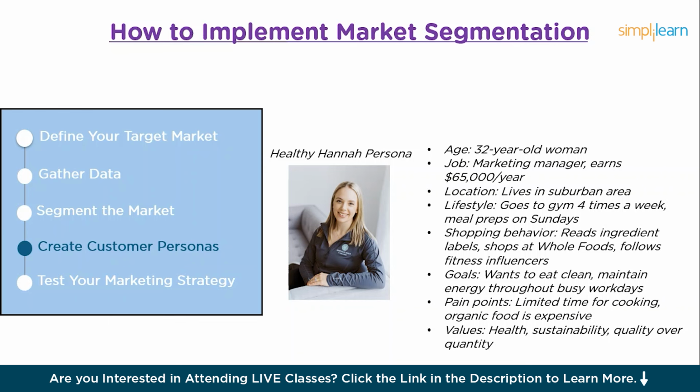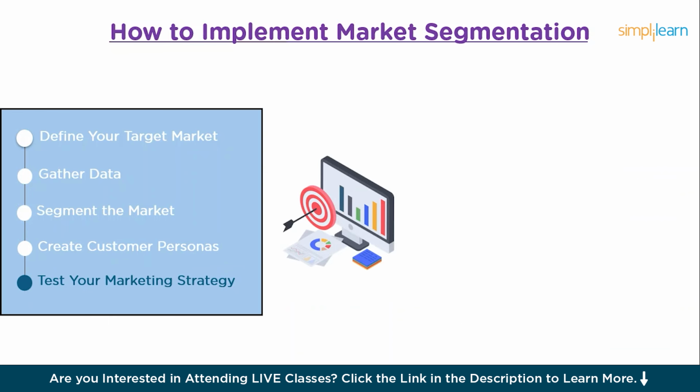Now you might be thinking, why does this persona actually help? Well, instead of thinking we sell to health-conscious people, businesses can think we sell to Hannah, who needs quick organic meal options for her busy lifestyle. This makes it easier to create products Hannah would actually want and write marketing messages that speak directly to her situation. Now, let's look at the fifth step, which is testing your marketing strategy.